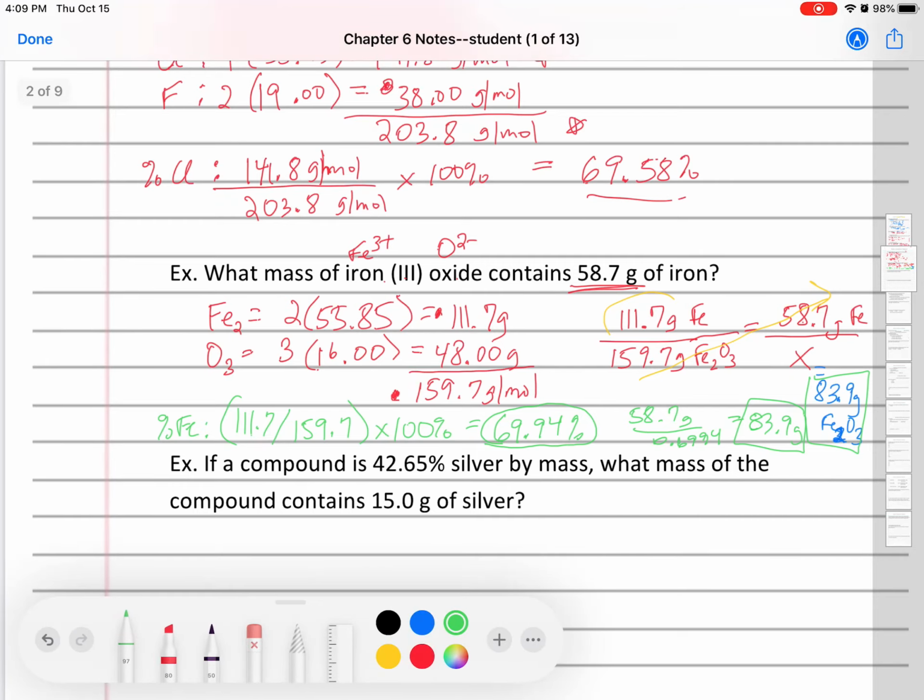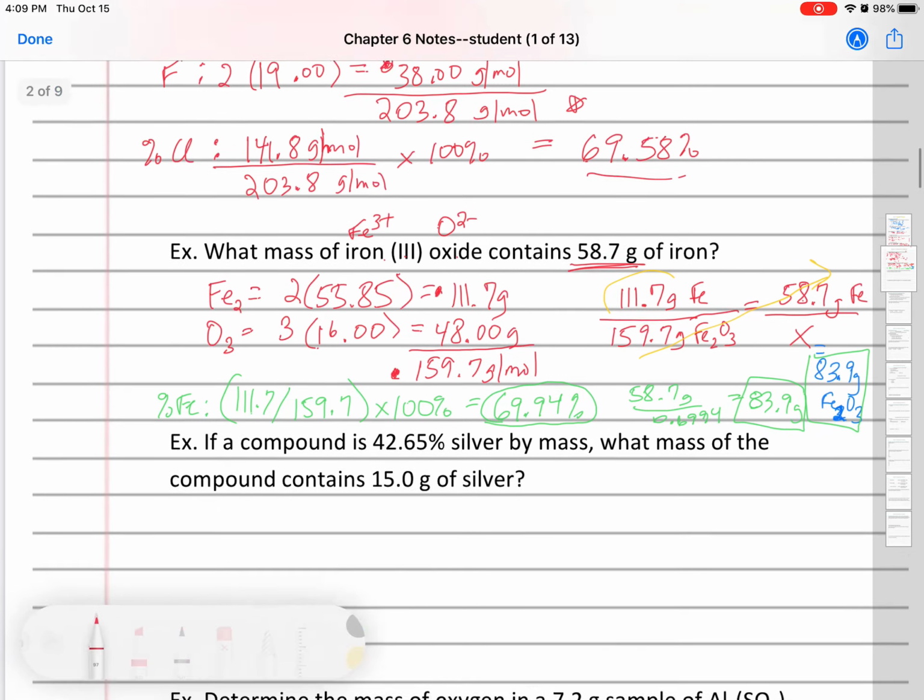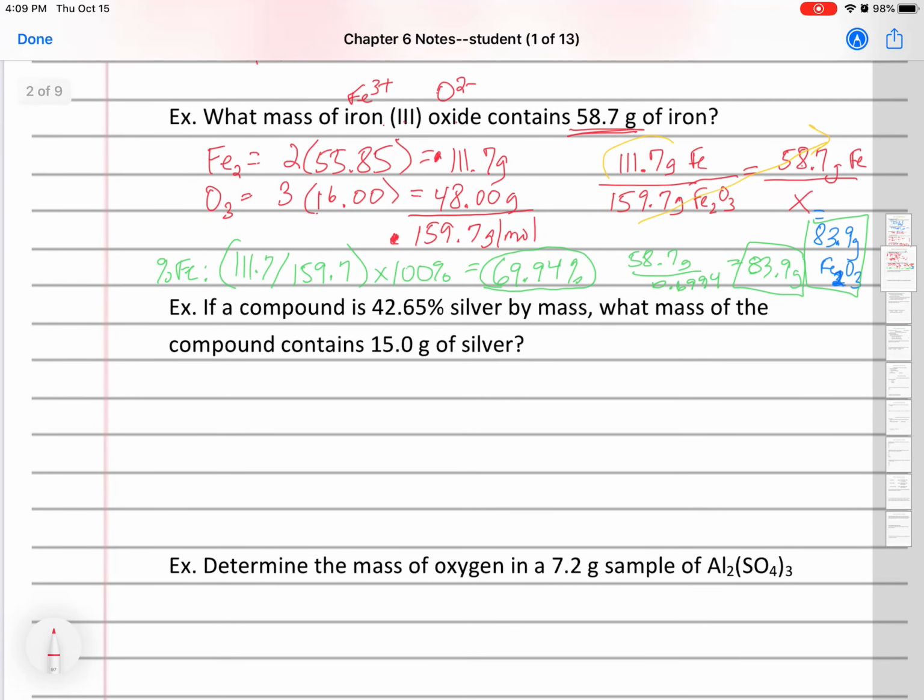Let's do another problem. The thing with the math in these chapters is there's a dozen different ways a problem could be worded, or that they could ask you to find something. So I'm trying to work lots of example problems to show you this. All right, so this example problem here: if a compound is 42.65% silver by mass, then what mass of the compound contains 15 grams of silver?